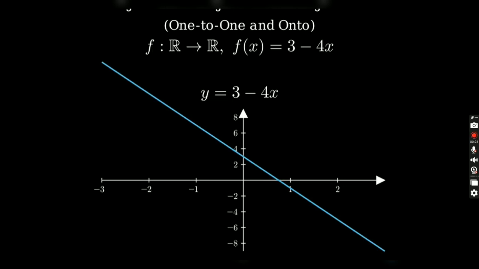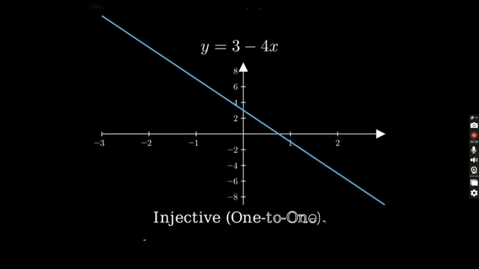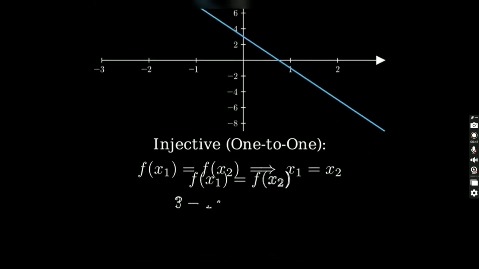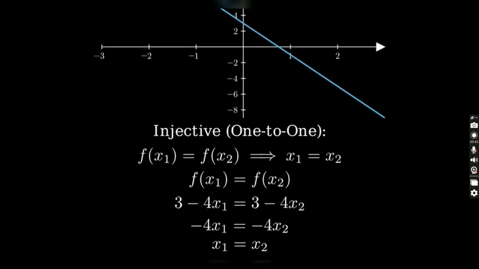Let's first check if this function is injective. A function is injective, or one-to-one, if different inputs always give different outputs. Mathematically, if f(x1) = f(x2), then x1 must equal x2. Let's prove this algebraically. Assume f(x1) = f(x2).